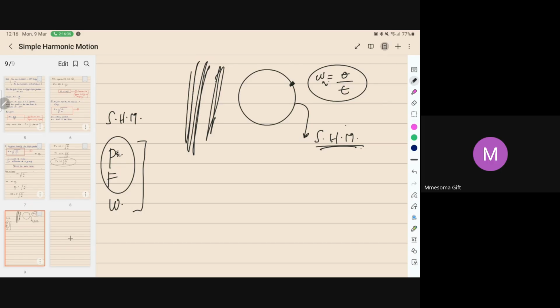Therefore, for one complete cycle, we said that W is equal to 2 pi over T, and W as well is equal to 2 pi f for one complete cycle. So this is what relates our angular velocity to simple harmonic motion as regarding your period and frequency, which is the key thing about simple harmonic motion: completing one cycle and knowing the number of cycles per second.